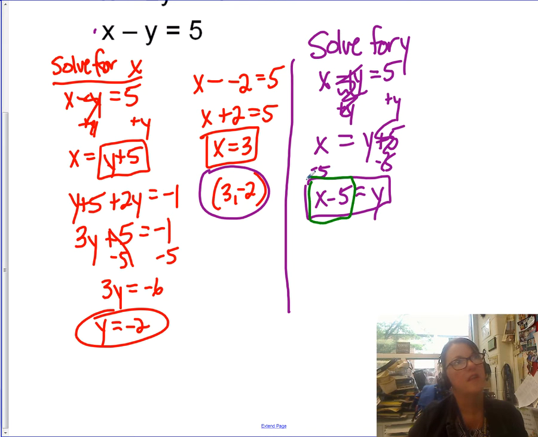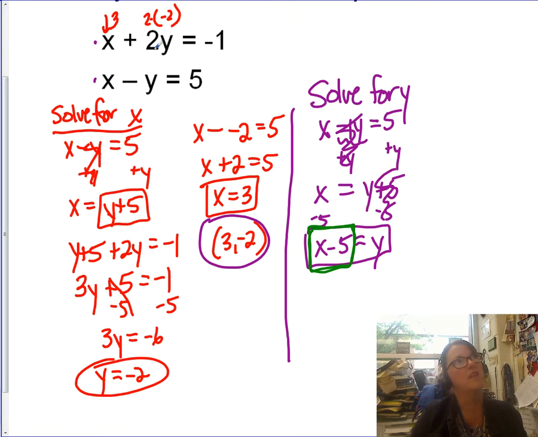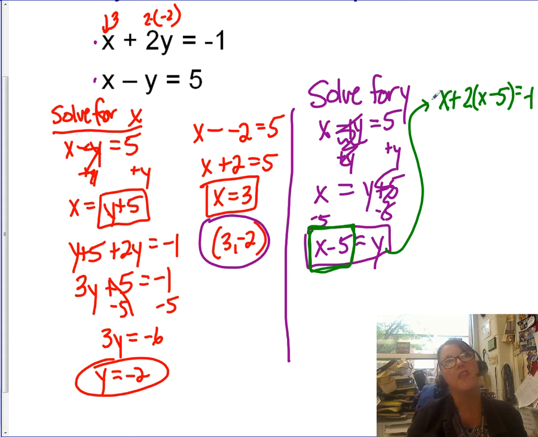Right here. So now what I need to do is substitute this in the first equation up here. So now I have to come up here and say, alrighty, x plus 2y, and I'm going to put parentheses here, equals negative 1. But instead of writing y, I'm going to put x minus 5, that algebraic expression. So I'm substituting in for y. That makes this new equation only in the one variable x. Okay, so we have to distribute here.